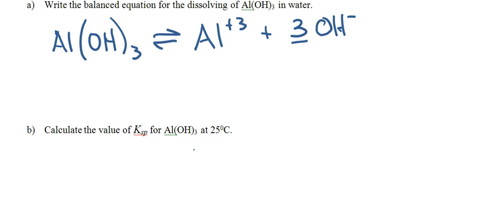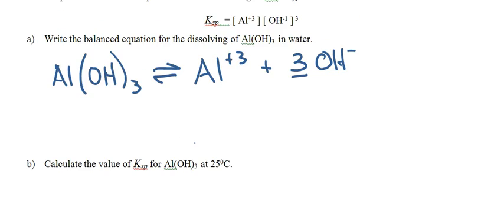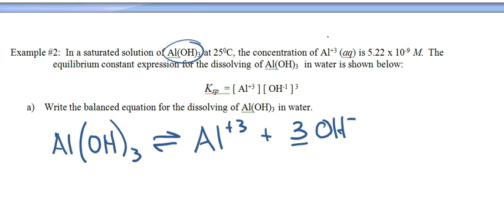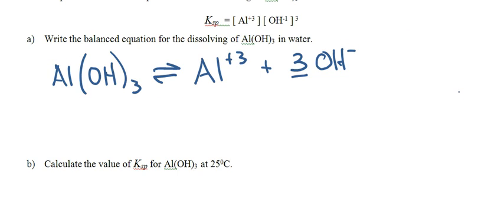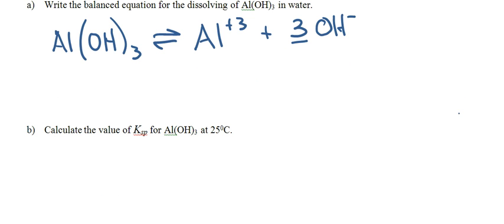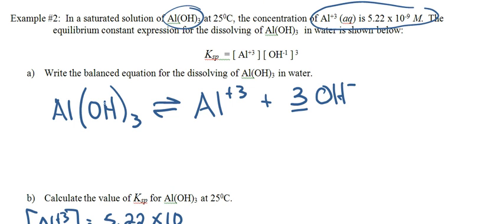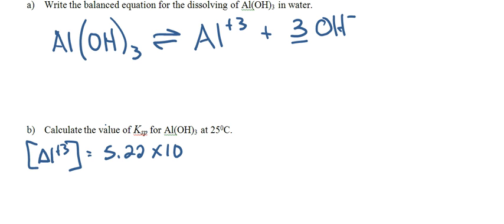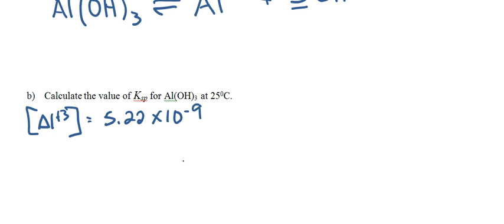Calculate the value of the Ksp for the aluminum hydroxide. Again, in this case, we were given a value, our concentration there. So we have 5.22 as our aluminum concentration. So we know that the aluminum concentration is 5.22 times 10 to the negative 9. And probably not a bad idea to make an ICE chart.